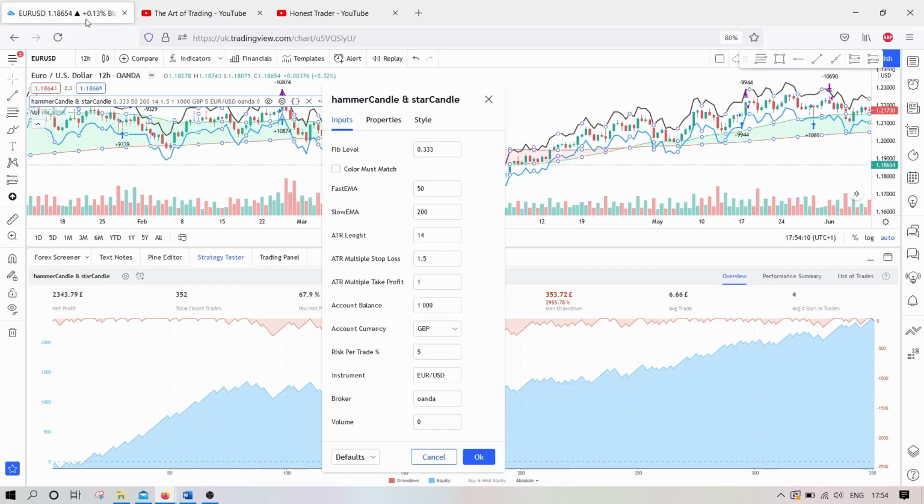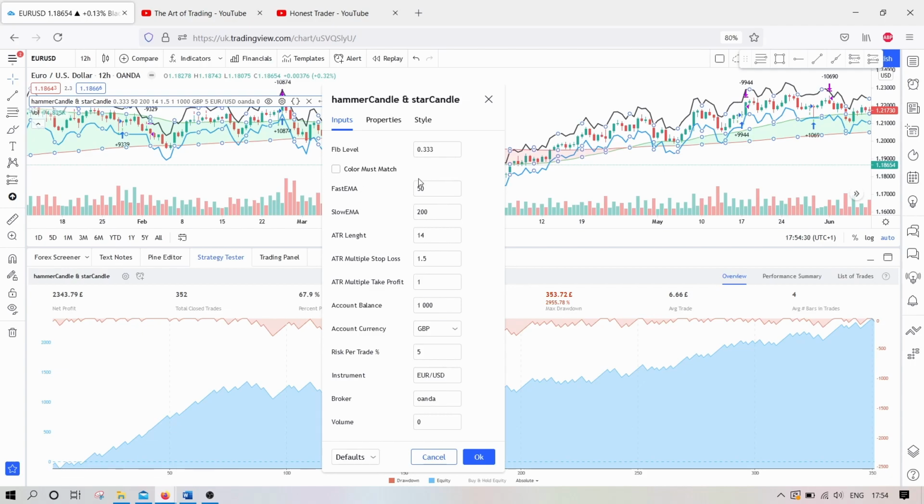At the top we have the Fibonacci level, where we filter for all the candles that close above or below this level. Color must match is an additional criterion, where we specify the overall candle, whether it should be bullish or bearish. I didn't find this filter to be significant, but you can test it for yourself.